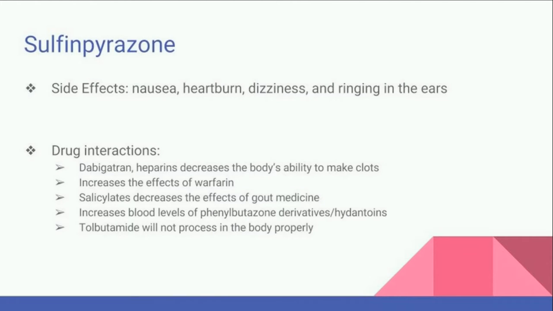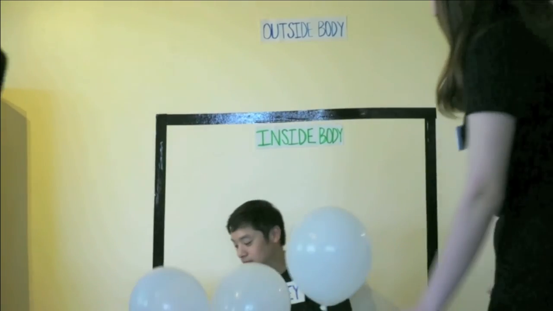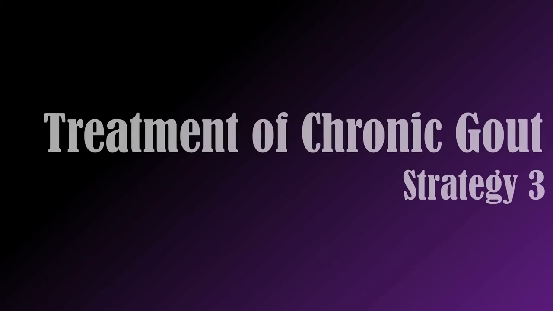Sulfinpyrazone side effects include nausea, heartburn, dizziness, and ringing in the ears. Concurrent use with heparins will decrease the body's ability to make clots. Sulfinpyrazone will also increase the effects of warfarin, and salicylates will decrease its effectiveness. As demonstrated here, these drugs increase the excretion of uric acid by blocking its reabsorption in the kidney.